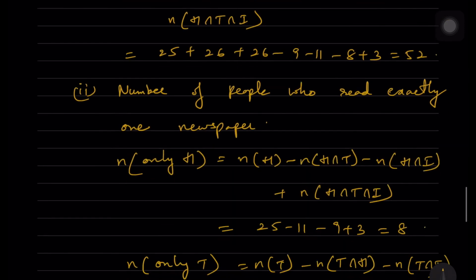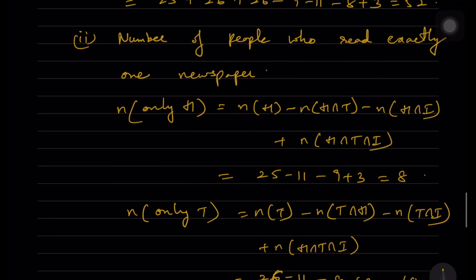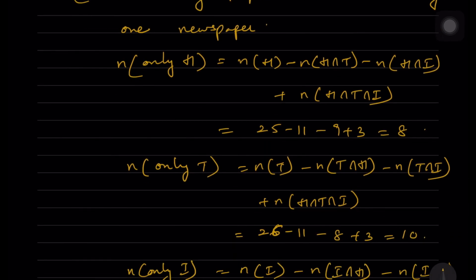Now the second one, the number of people who read exactly one newspaper. n of only H is equal to n of H minus n of H intersection T minus n of H intersection I plus n of H intersection T intersection I, which is equal to 25 minus 11 minus 9 plus 3, which is equal to 8. n of only T is equal to n of T minus n of T intersection H minus n of T intersection I plus n of H intersection T intersection I, which is equal to 26 minus 11 minus 8 plus 3, which is equal to 10.